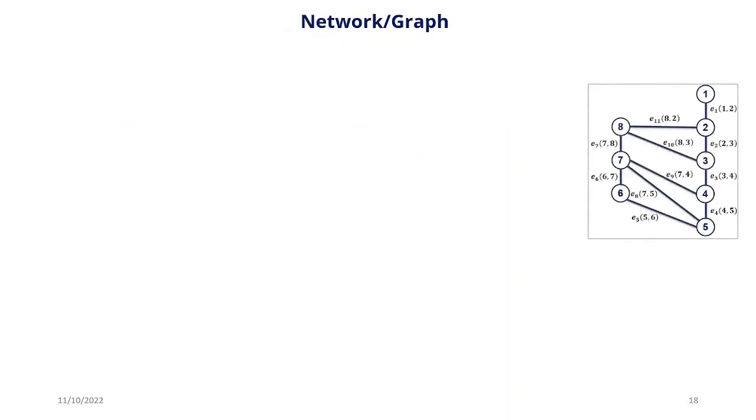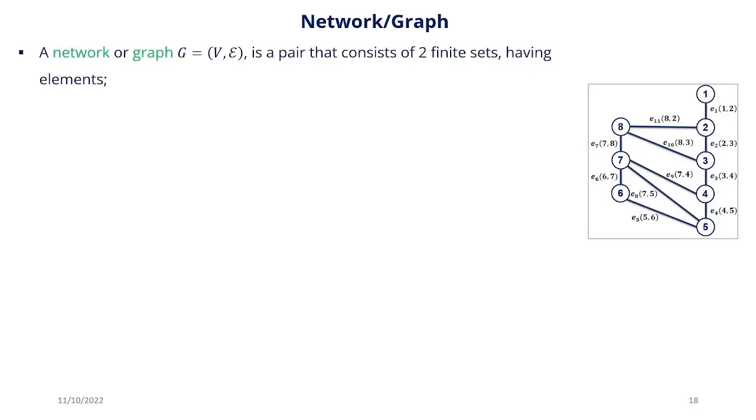So let's look at networks and graphs. We can see something that is shown on the right hand side there. That's an example of a graph or a small network. We'll look at some definition. A network or graph, G equal to (V, E), is a pair. That is V and E. They are a pair that consists of two finite sets having elements. V is a set and E is a set.